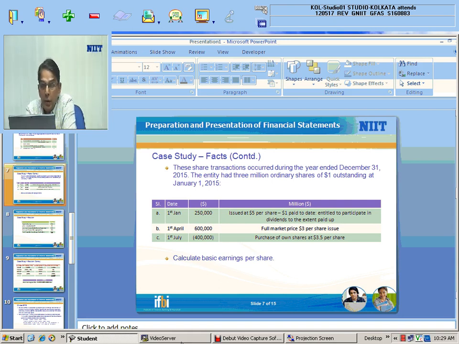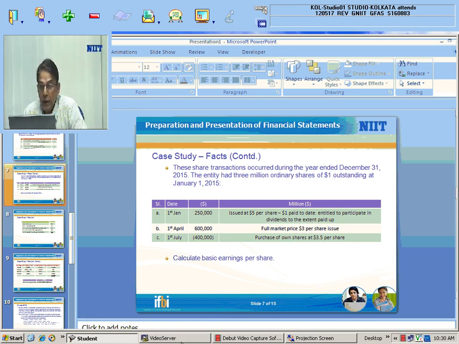So basically they received 250,000 by issuing shares at $5 per share, $1 paid to date. That is, on 1st Jan 2015, $1 has been paid by the shareholders, partly paid. These partly paid shares are entitled to participate in dividends to the extent paid up. That means 20%. The shares are priced at $5, $1 has been paid. So those shareholders are entitled to participate in the dividends to the extent of the paid up value, that is $1 out of 5, 20%.